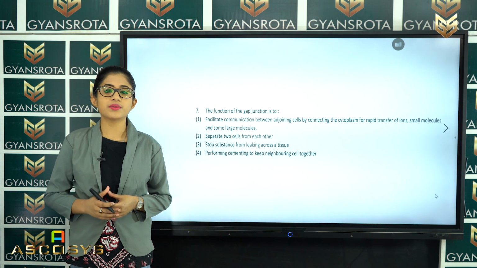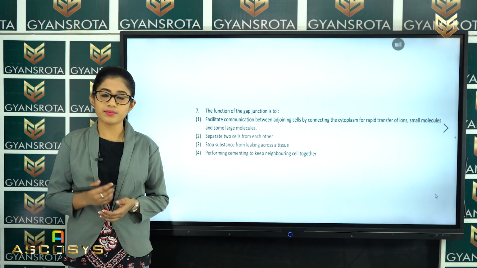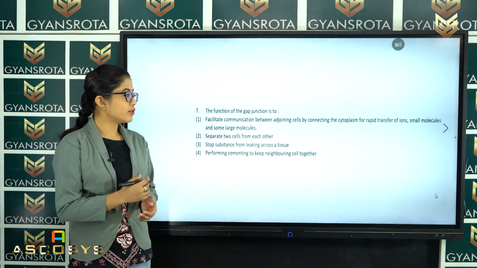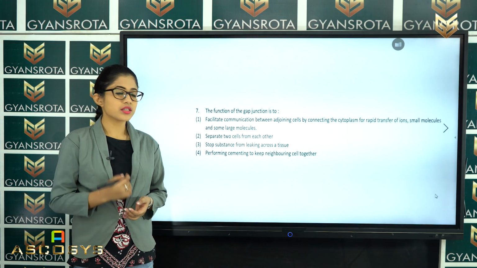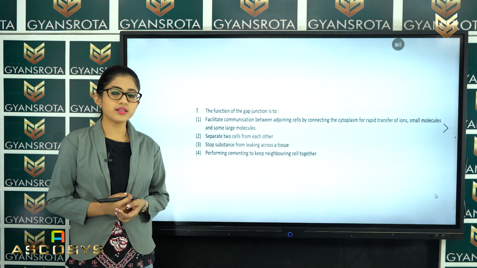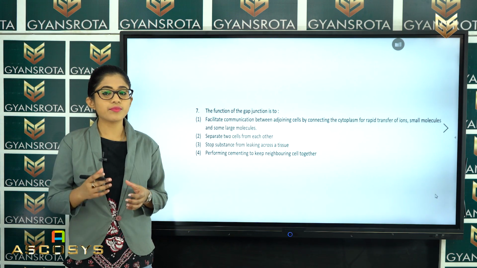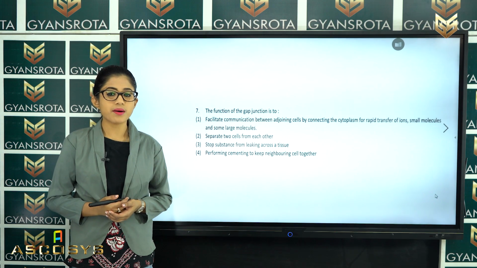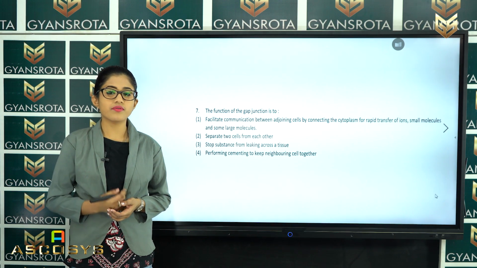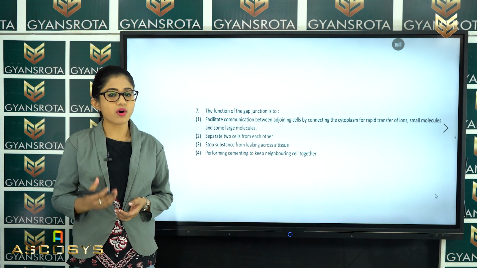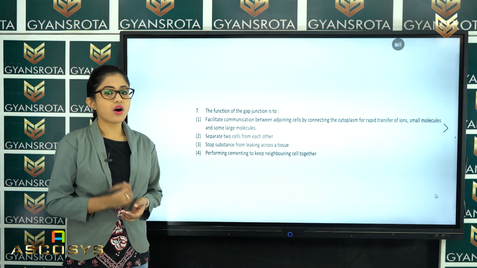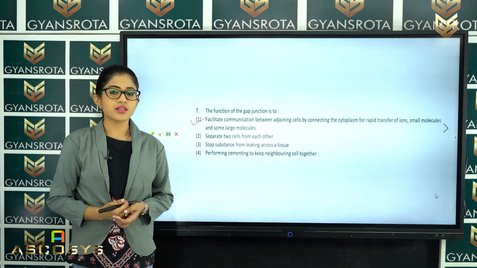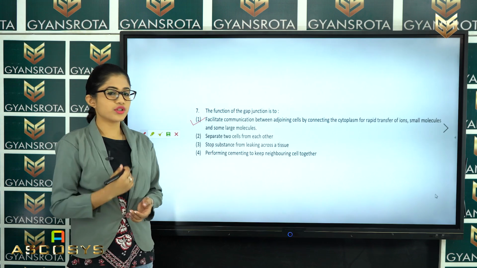So, this is from the chapter Structural Organization in Animals. There we have discussed about the animal tissue. So, gap junction was also from that chapter. So, what is the function of the gap junction? Gap junction facilitate communication between the adjoining cells by connecting their cytoplasms by rapid transfer of ions of the molecules that can be either small or large, which means option number 1 is the correct answer of this question. So, this is the correct answer of question number 7.